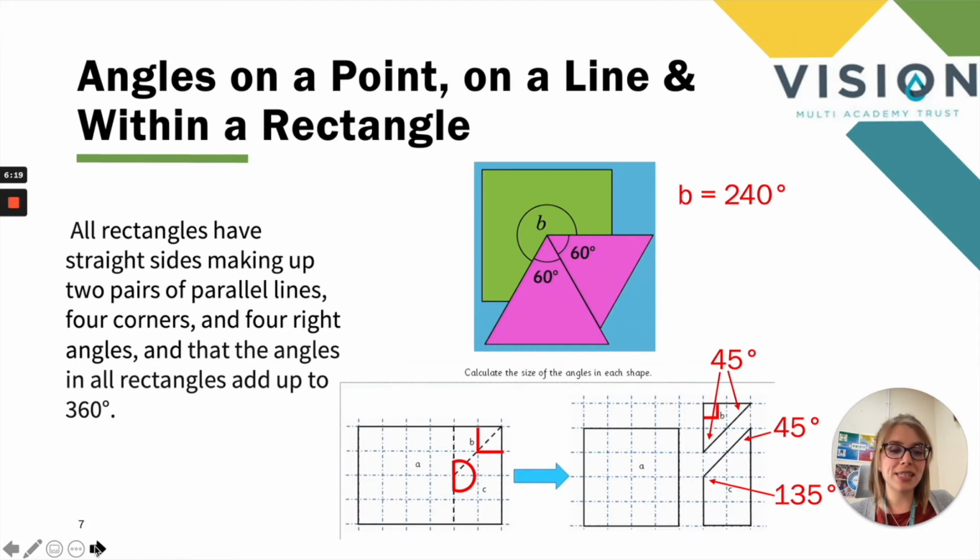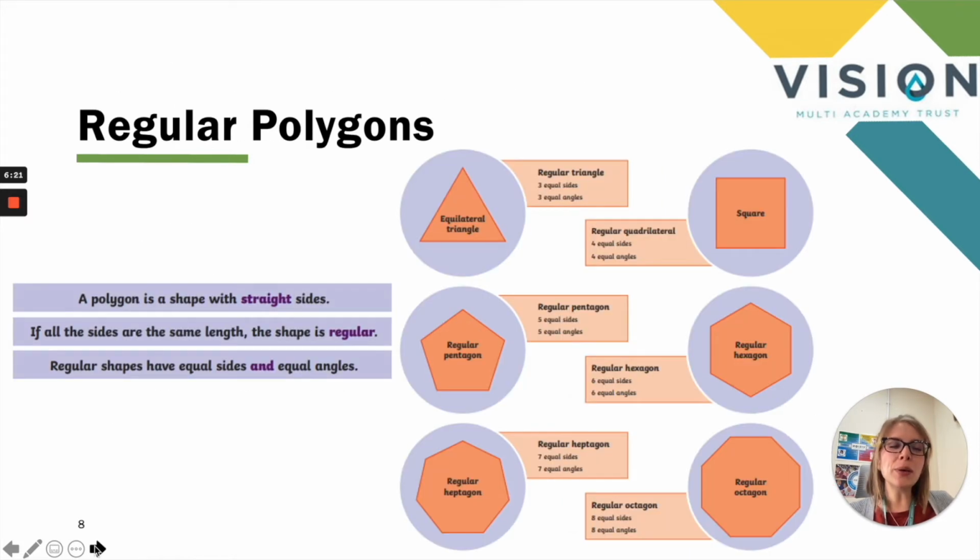Let's move on to the next slide. So now we're going to be looking at polygons. So we know that a polygon is a shape with straight sides and it's got 3 or more straight sides. We know that if all the sides are the same length, then that shape is regular. Regular shapes have equal sides in length and equal angles. So a regular polygon can be an example as here. So we've got an equilateral triangle, squares, a regular pentagon, a regular hexagon, a regular heptagon, or a regular octagon.